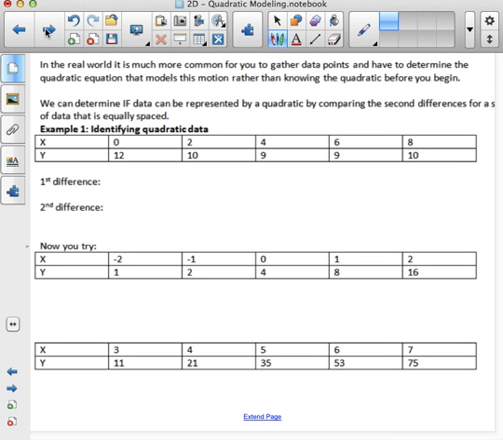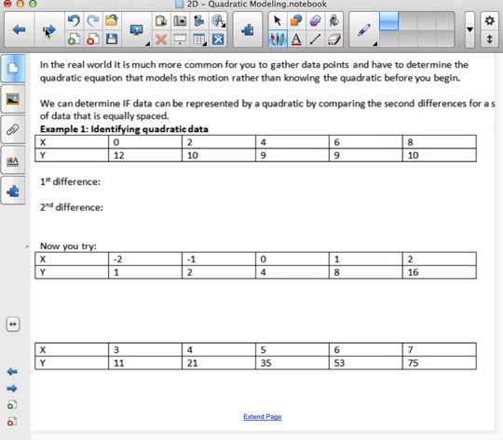So at the top of the note packet, we're talking about real world situations here. And it's really common for us to start off with data points that we need to come up with an equation for, rather than somehow getting an equation and using that equation to predict things. Scientists use this kind of modeling technique all the time, where we get data points and try to figure out what kind of equation would work for them.